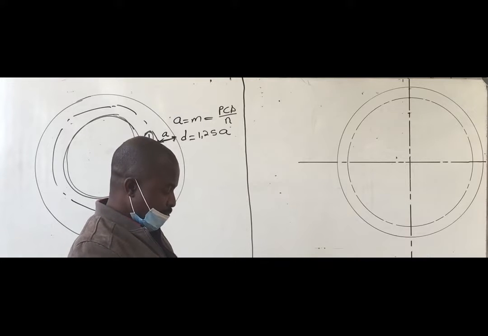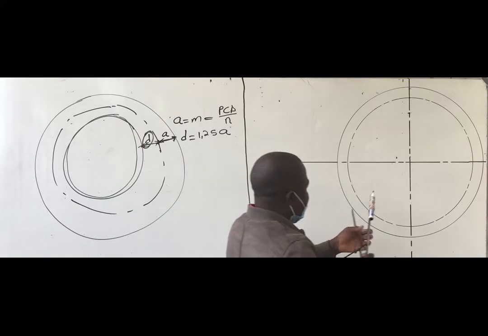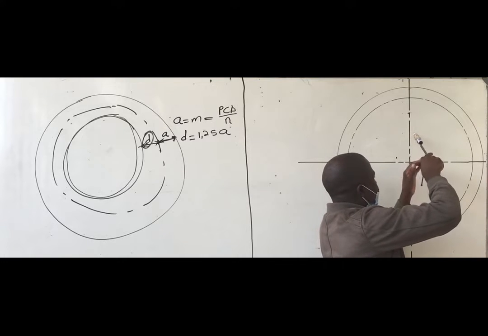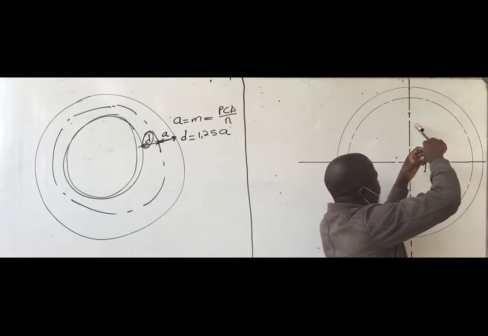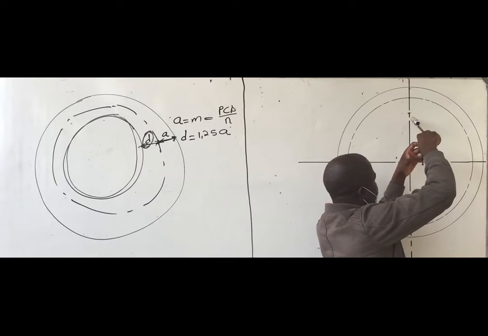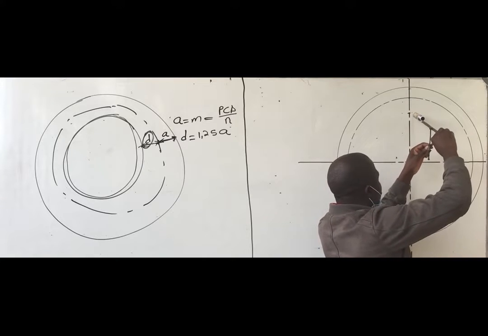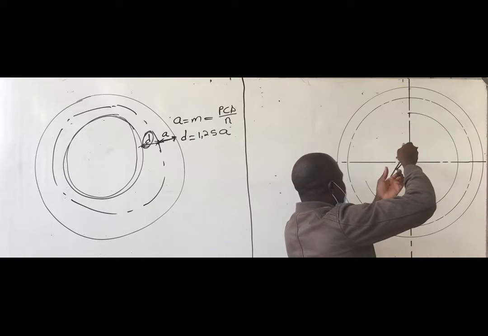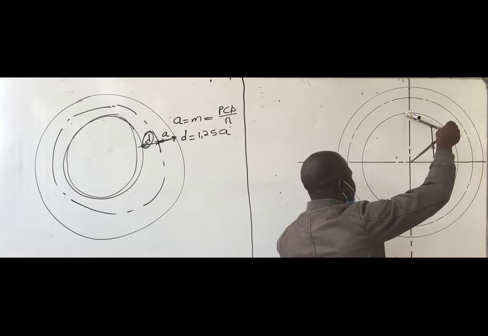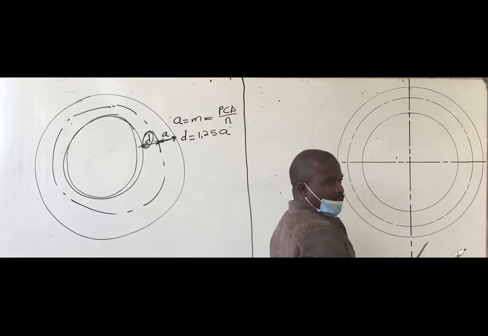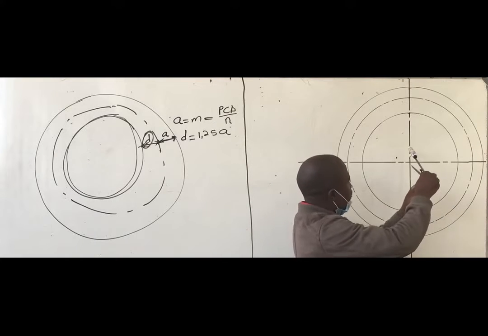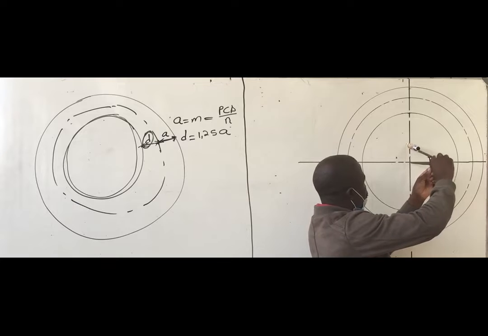You must measure 12.5. After measuring 12.5 from the center, you open your compass up until that mark. Yes, there's the mark. Then you draw your root diameter. From there, you draw your hole diameter.